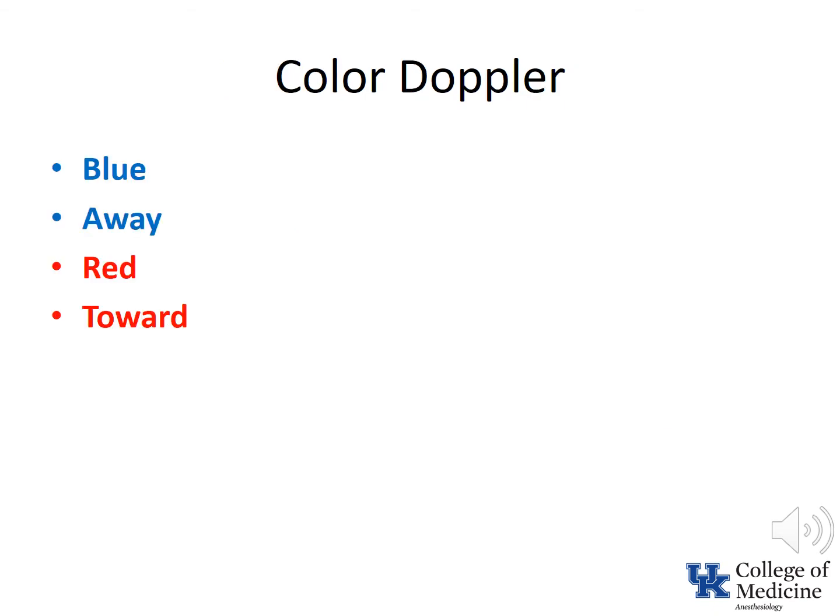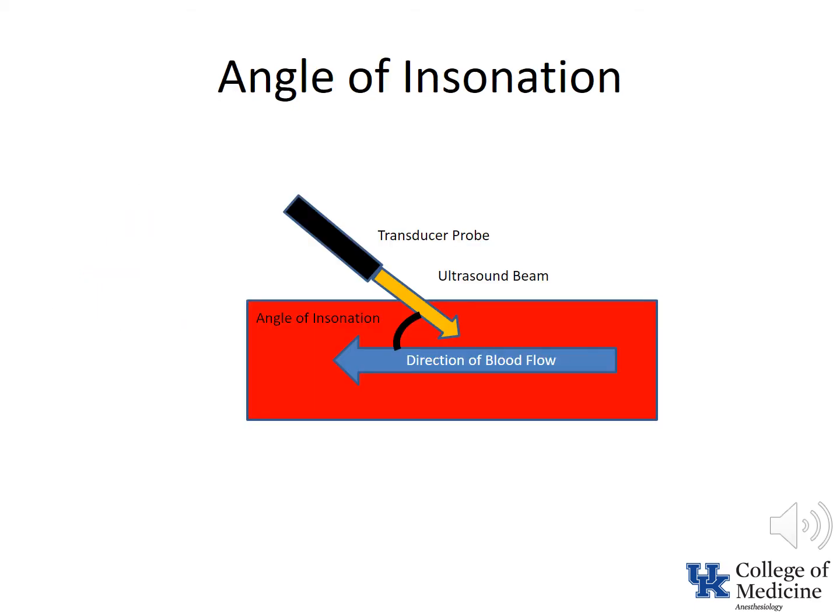By convention, most color Doppler applications are configured such that blood flow away from the probe appears blue and blood flow toward the probe appears red. That leads to the acronym BART, blue away, red toward. It's important to understand the ramifications of this. In this example, with the blood flowing toward the probe, the flow in the vessel will appear red, red toward.